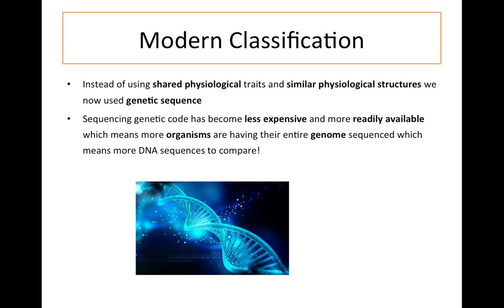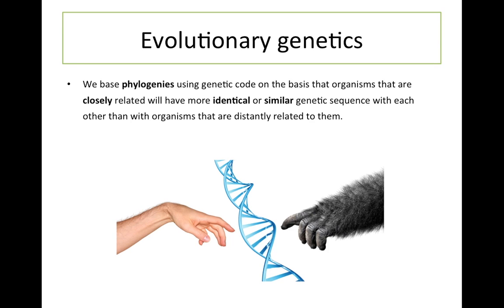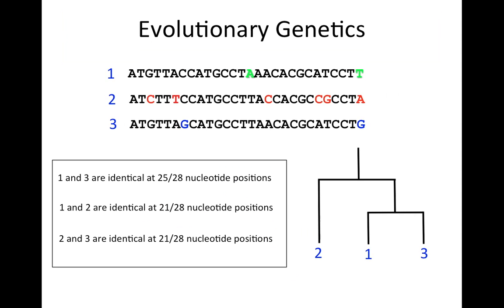So instead of using shared physiological traits and similar physiological structures, we now use genetic sequence. Sequencing genetic code has become far less expensive and far more readily available, which means more organisms are having their entire genome sequenced, which is great for people like me who specialise in DNA sequence and like to analyse it, because it means far more DNA sequence to compare. We base phylogenies using genetic code on the basis that organisms that are closely related will have more identical or similar genetic sequence with each other than organisms that are distantly related to them. And I'm just going to show you that in a diagram.